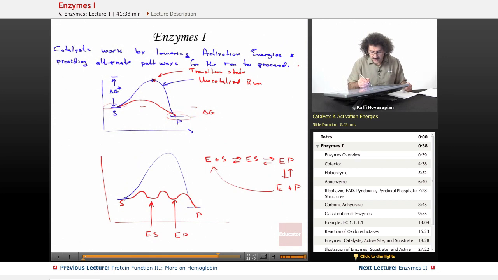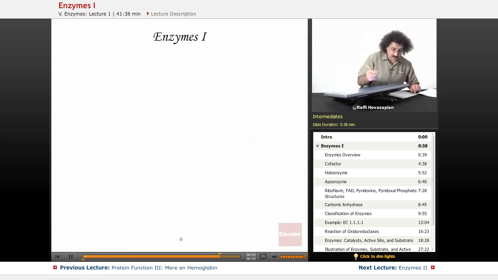The substrate starts here. This first hump, in order to get to this first intermediate, this intermediate is the enzyme substrate complex. And then it goes to the next hump, enzyme product complex, and then the next hump in order to actually release this. So here, let's go ahead and just talk about it.